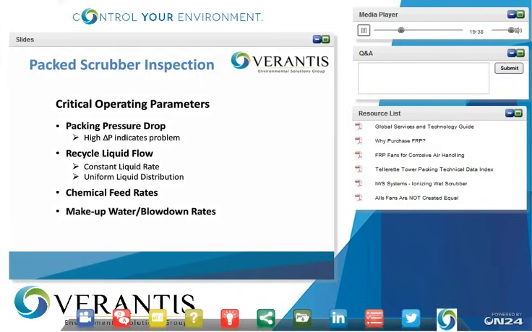Chemical feed rates: not all, but most scrubbers require different types of reactive chemicals such as acids, bases, oxidants, reducing agents.